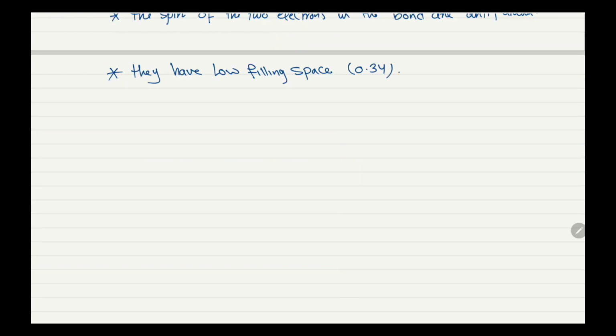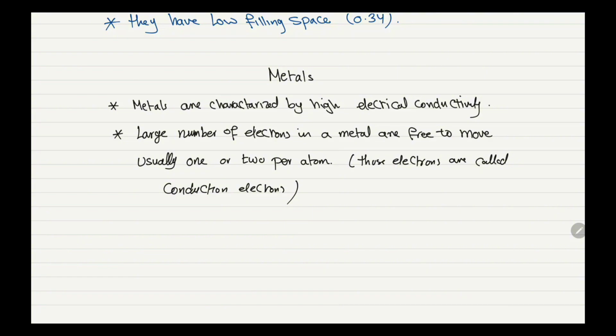Now let's discuss metallic crystals. Metallic bonds are characterized by high electrical conductivity, and a large number of electrons in a metal are free to move, usually one or two per atom. Those electrons are called conduction electrons. Just to mention that metals tend to crystallize in relatively close packed structures like HCP, FCC, and BCC, and some other closely related structures, and they are not loosely packed structures like diamond.